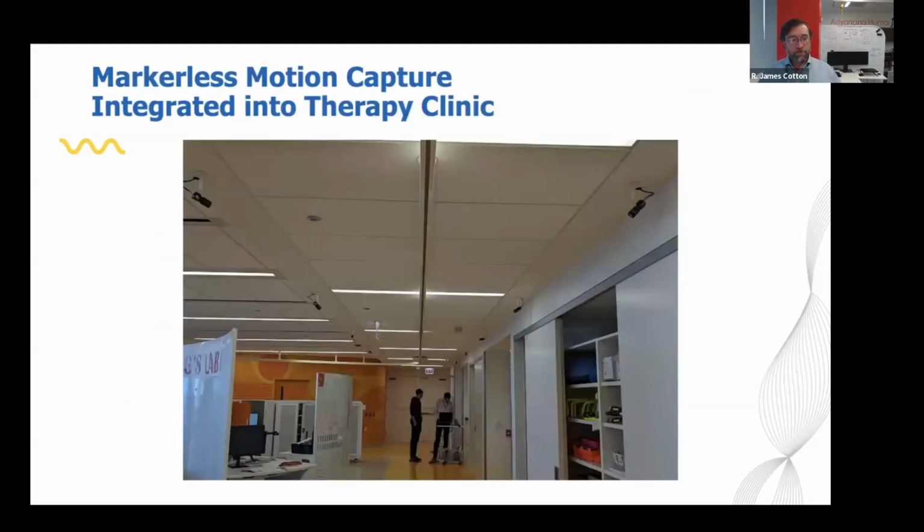And so towards that, we've been integrating cameras into our hospital. So here's one of our therapy gyms. I think you should see my mouse cursor. And you can see along the roof, there's a row of cameras. And then this system is connected with this laptop that can just be set up in this closet out here. And we can collect multi-camera video.